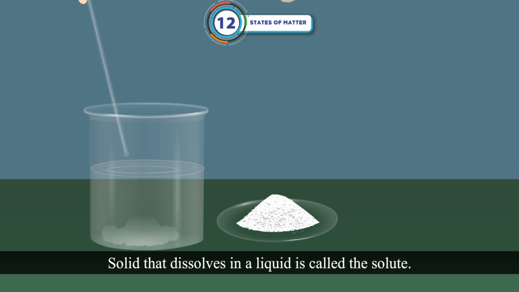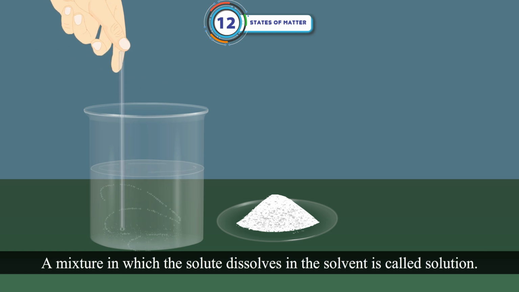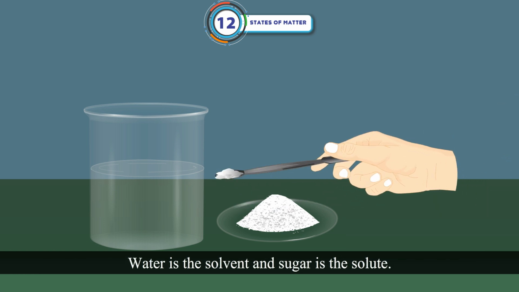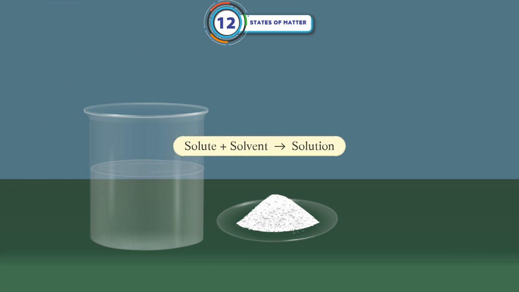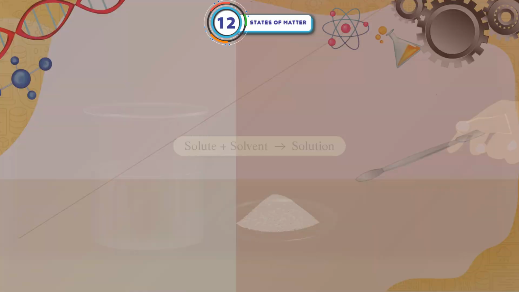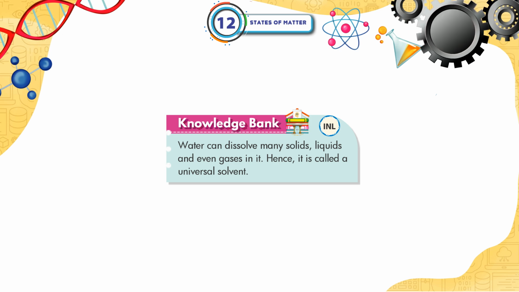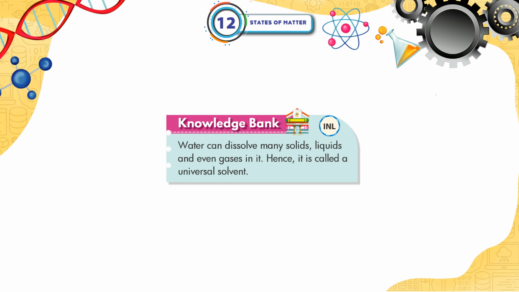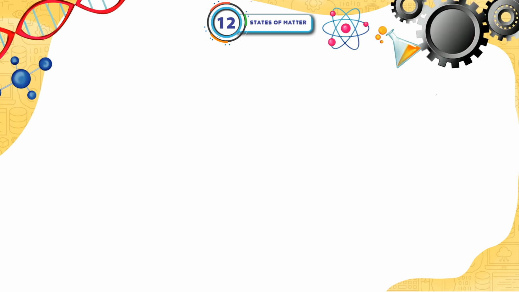This sweet water is a sugar solution. A solid that dissolves in a liquid is called the solute. The liquid in which a solute dissolves is called the solvent. A mixture in which the solute dissolves in the solvent is called a solution. Water is the solvent and sugar is the solute. Solute plus solvent equals solution. Knowledge bank. Water can dissolve many solids, liquids, and even gases in it. Hence, it is called a universal solvent.